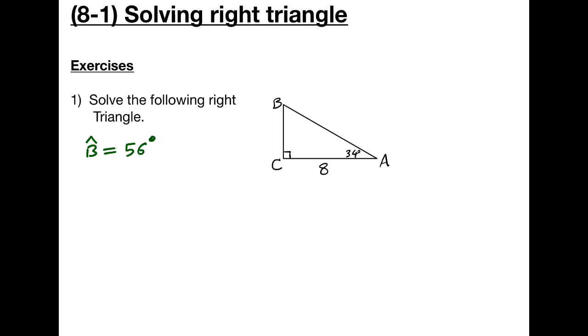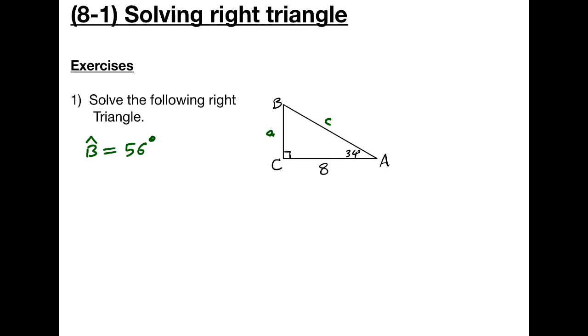Now let's find, for example, side BC. Okay, let's find this one. I'm going to call BC little a, and I'm going to call hypotenuse little c. All right. So to find BC, I have to use trigonometric ratios.